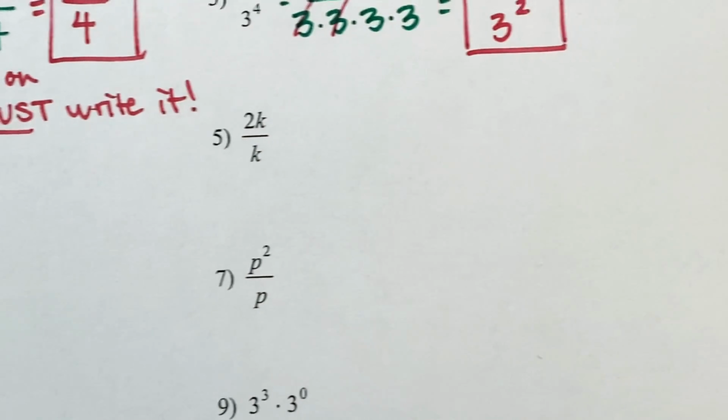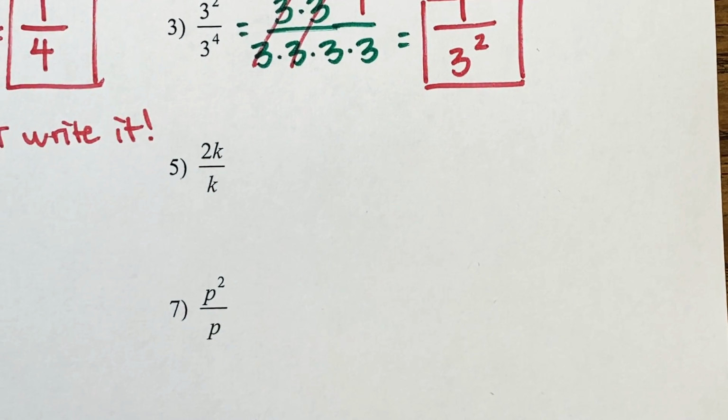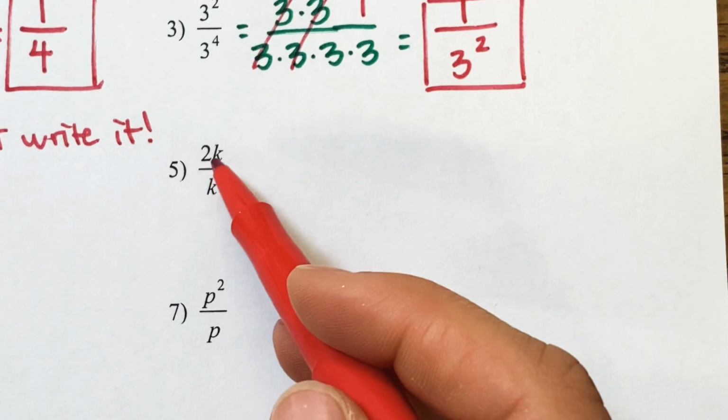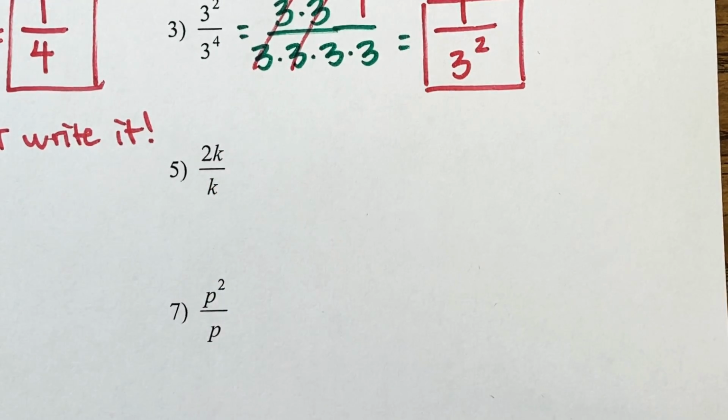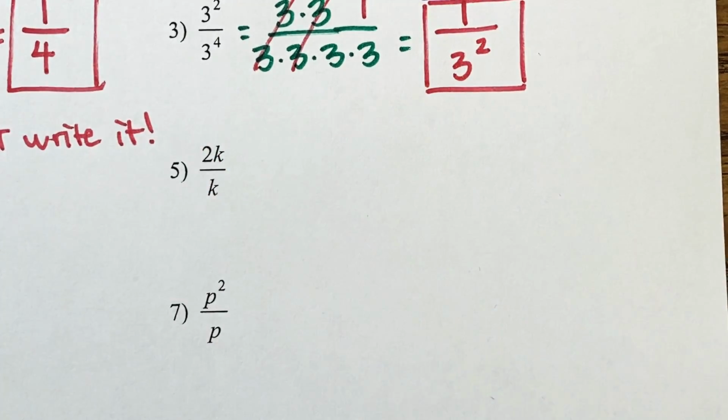Okay, let's look at 5. This one's a little different because we have some variables, some k's, but we also have a number, a coefficient, which is 2. So we have our 2, but do you guys see anything that can cancel? Anything that's the same on top and bottom?